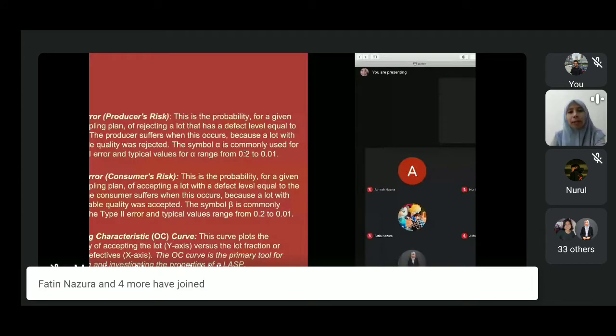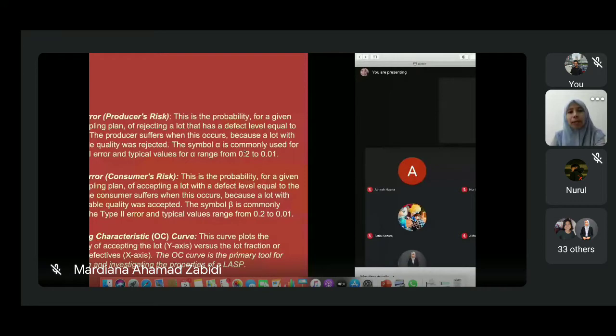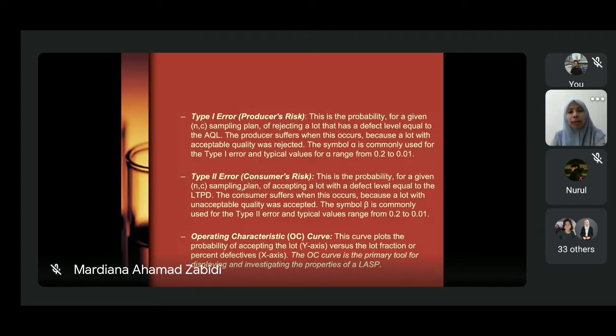Okay, so we proceed with consumer's error, consumer's risk. Okay, what happens is that katakanlah satu lot tu dalam pallet. Okay, pallet tu ada, contohnya, 25 carton boxes. So 25 carton boxes, katalah I need to pick 3 carton boxes. So masa I pick 3 carton boxes tu, all of these samples dalam carton boxes ni actually acceptable.